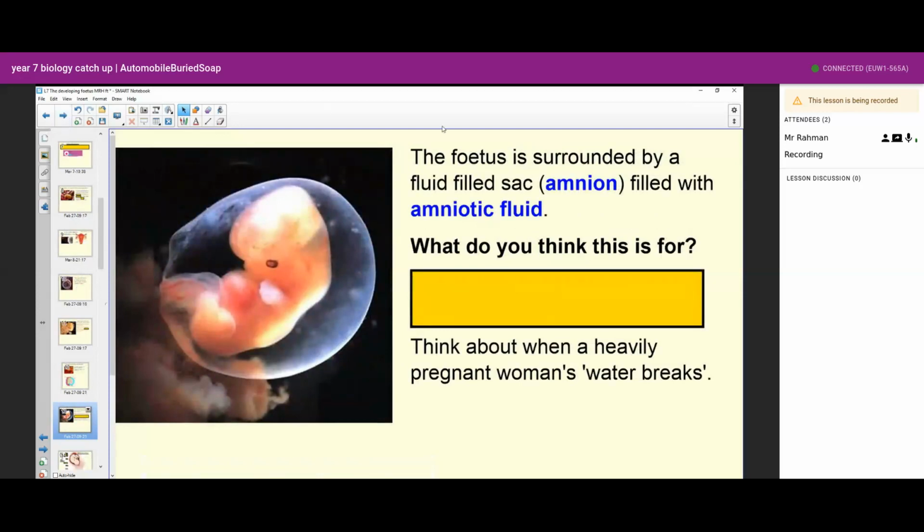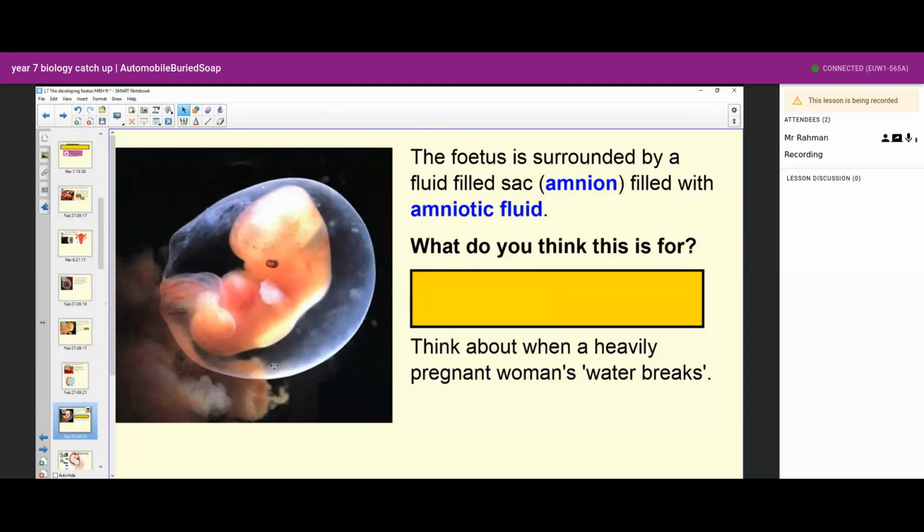So the fetus is surrounded by a fluid-filled sac filled with amniotic fluid. In this picture, you see the fetus is surrounded by a bubble, and inside that bubble there's some watery fluid known as amniotic fluid. So what do you think is the purpose of this bubble filled with amniotic fluid? Well, if you're thinking that it protects the baby, you're correct.